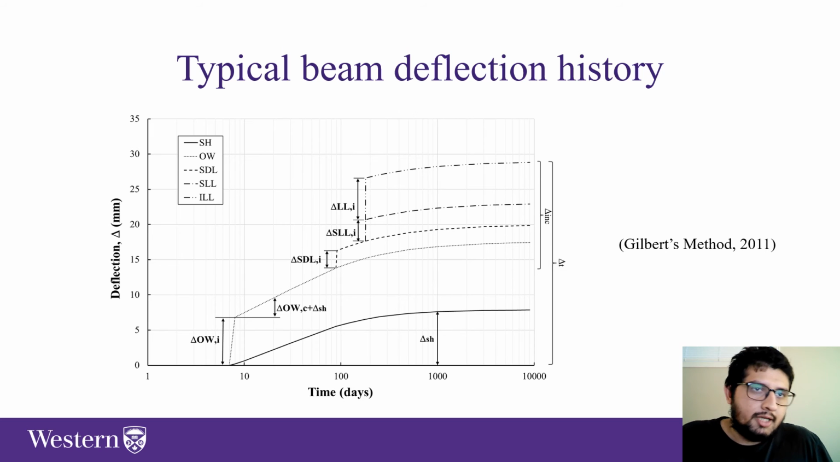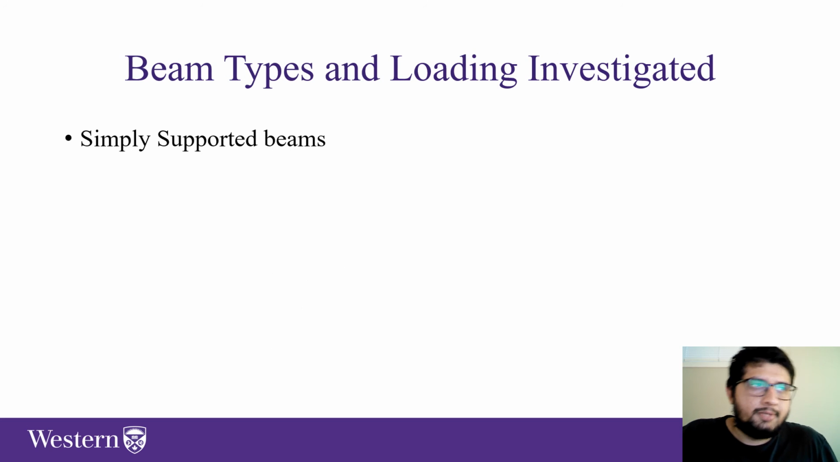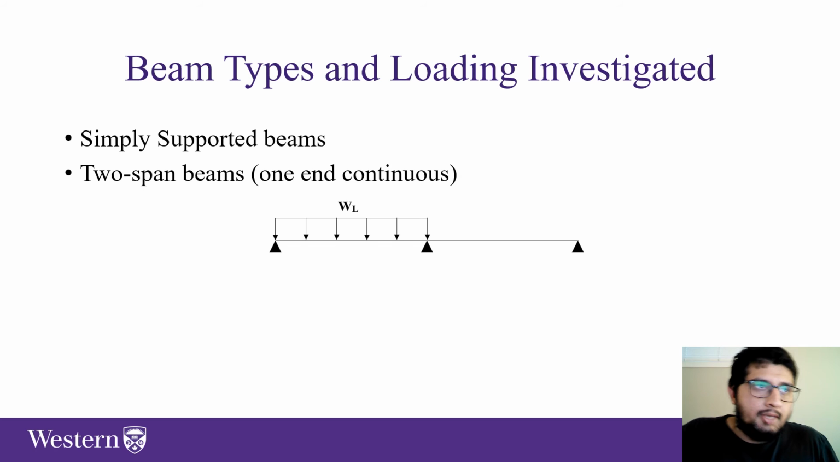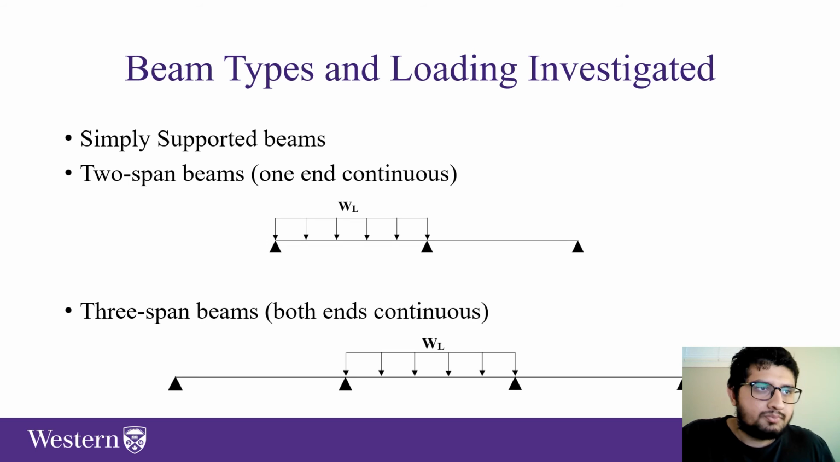But when we're looking at the total deflections, then we have to consider the entire shrinkage deflection and the creep and the instantaneous deflections due to own weight and superimposed dead load. So the different beam types are simply supported beams, two-span beams that have one end continuous, so basically live load being applied on one span, and also three-span beams with both ends continuous, so in the analysis that means live load being applied on one span.